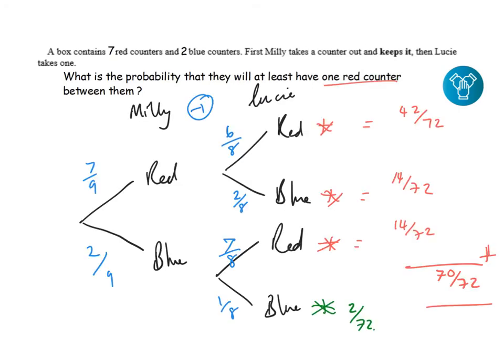So once we've drawn the diagram and put the probabilities on, you will have a bit more working than I showed. It gets us the answer of 70 over 72. Of course we can cancel that down, and if you have done so, that's fine. Or you do the other method where you work out the last one and you subtract from 1, and you still end up with the same answer.